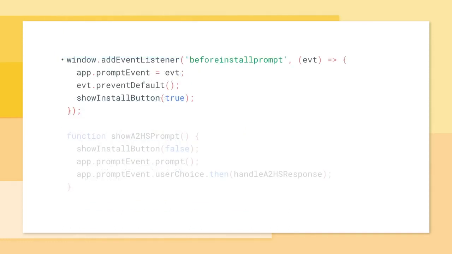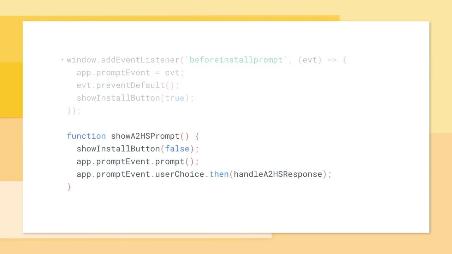Instead, save the event, then add some UI, like an install app button, to your app to tell the user that your app can be installed. Then, when the user clicks on that button, call prompt on the saved event. Chrome will then show the prompt to the user. If they click add, Chrome will add your progressive web app to their shelf and launcher.